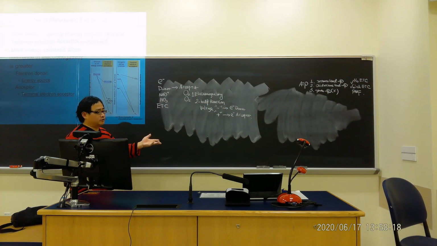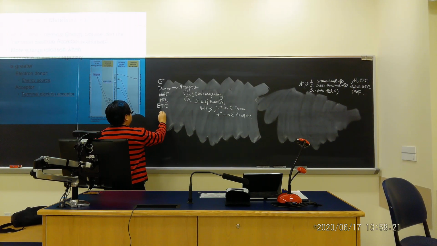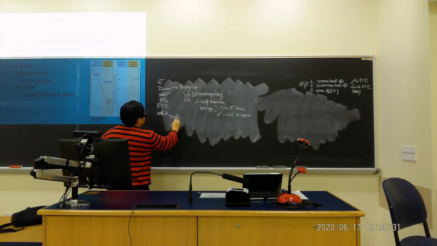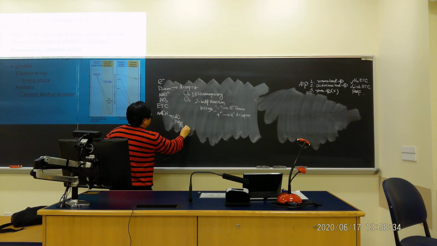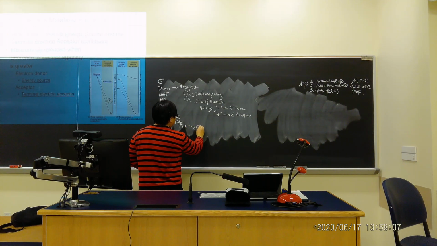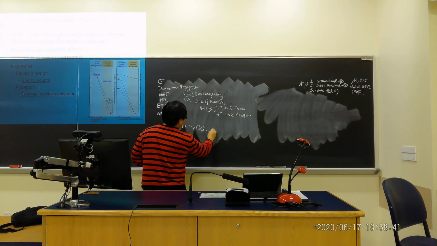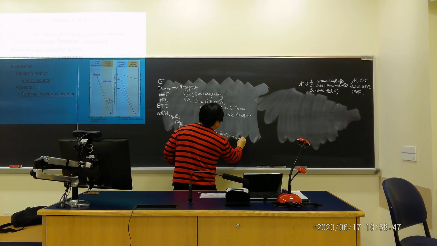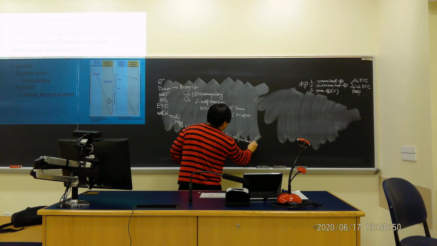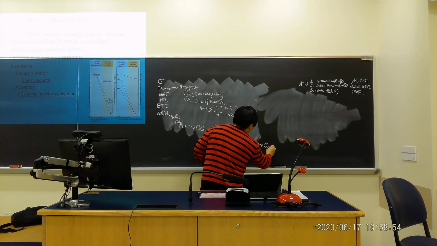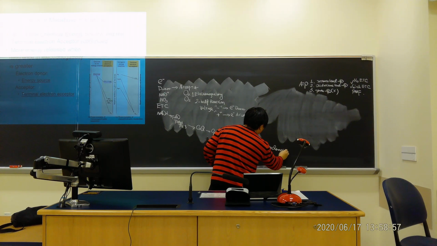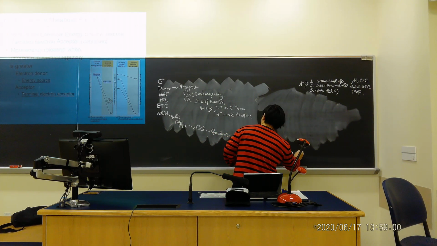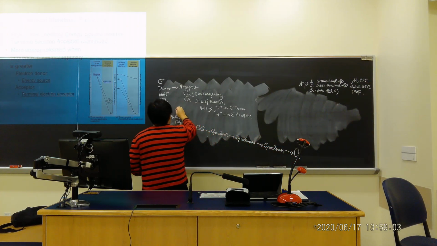Okay, so I'll just draw one example. This is the one that commonly happens: NADH, FAD, FMN, FeS, then go to CoQ, coenzyme Q, then go to cytochrome C, then go to cytochrome A, and then cytochrome A3, and then go to oxygen. The electron is transferred like this.